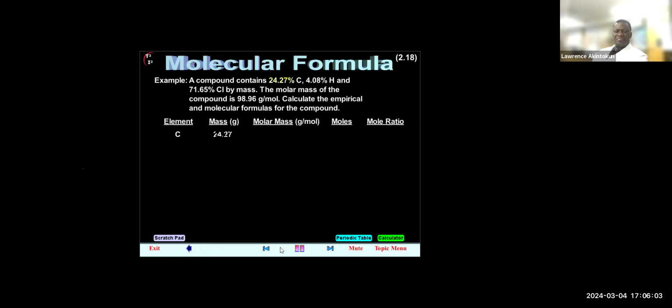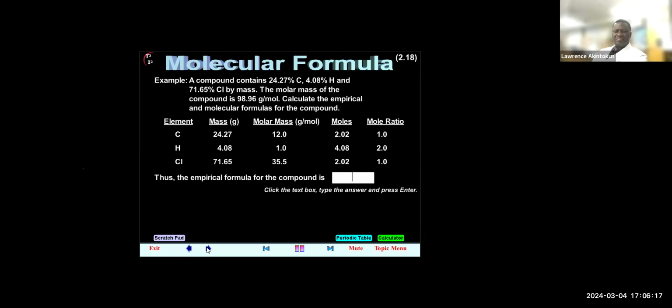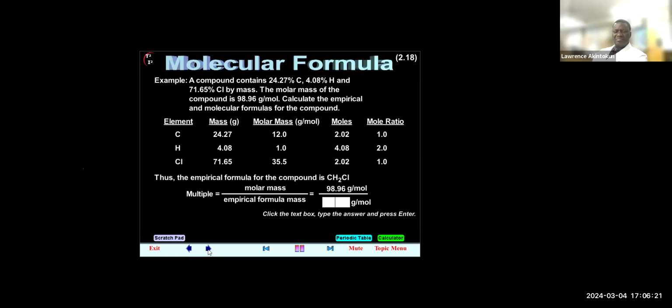Element C, mass 24.27. Thus, the empirical formula for the compound is CH2Cl. So calculate the empirical formula mass for CH2Cl using your periodic table. That will give you 49.5.